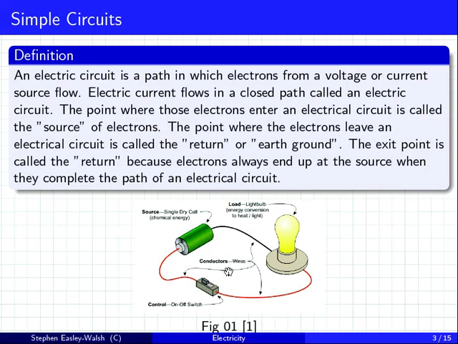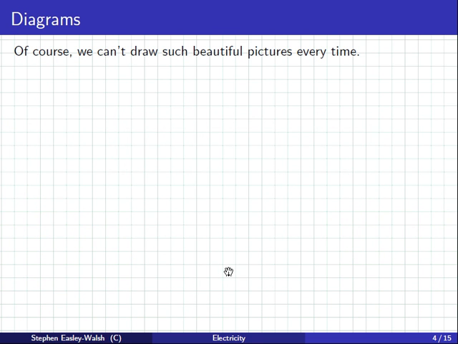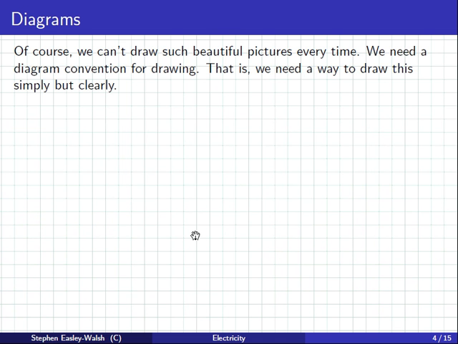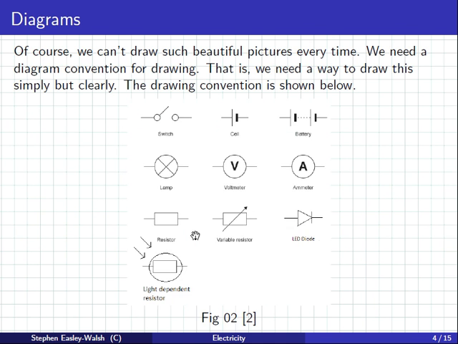Of course, we can't draw beautiful pictures like this. We need a diagram. We need symbols to represent different parts. So a symbol for the light, a symbol for the switch, a symbol for the battery. So the following are the symbols that we use on this course. I asked NCUK to give me a list of all the symbols because there are actually hundreds of these symbols, and they wouldn't give me a list. They said, just the standard ones.